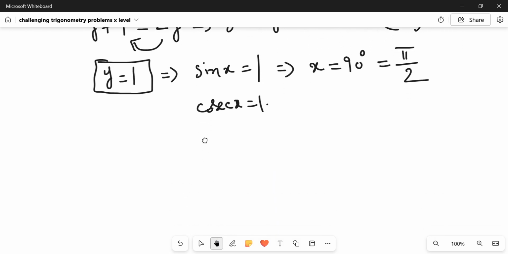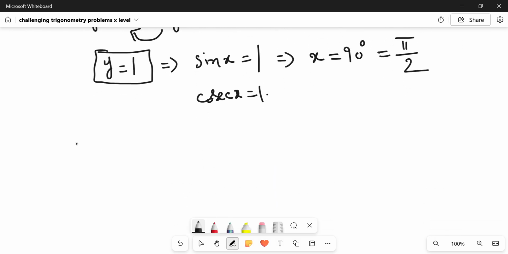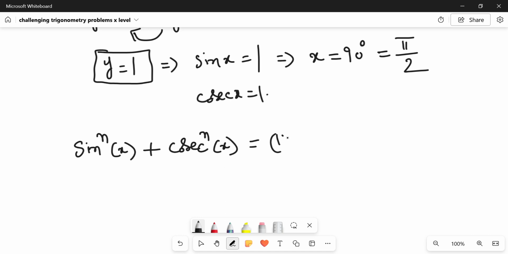So what I have to do, they asked what's the value of sine power nx plus cosecant power nx, right? This is what they asked us. We know the values of sin x and cosecant x are 1 and 1 each. So it is simply 1 power n plus 1 power n. So it's simply 1 plus 1 that equals 2. Hence proved. That's the required solution we have.